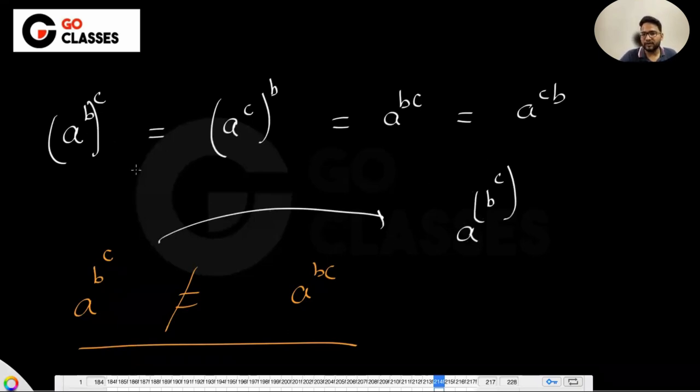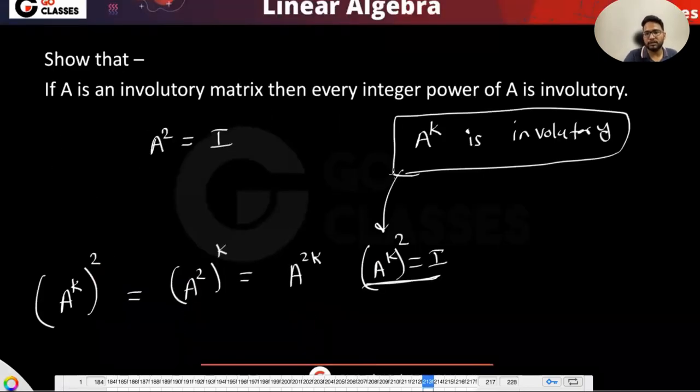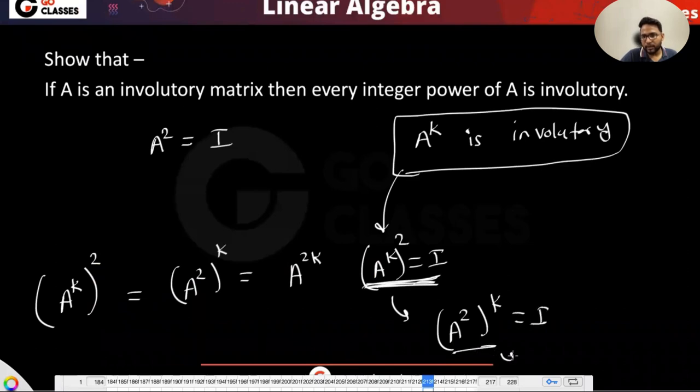But here the things are different. If you are having the bracket of this, then you can just multiply the powers. That's not a problem in that case. So basically, you can interchange this or you can multiply the power. So here you can interchange this: A square power k equal to identity, which is I power k equal to identity, which is actually identity. So we can easily prove it.